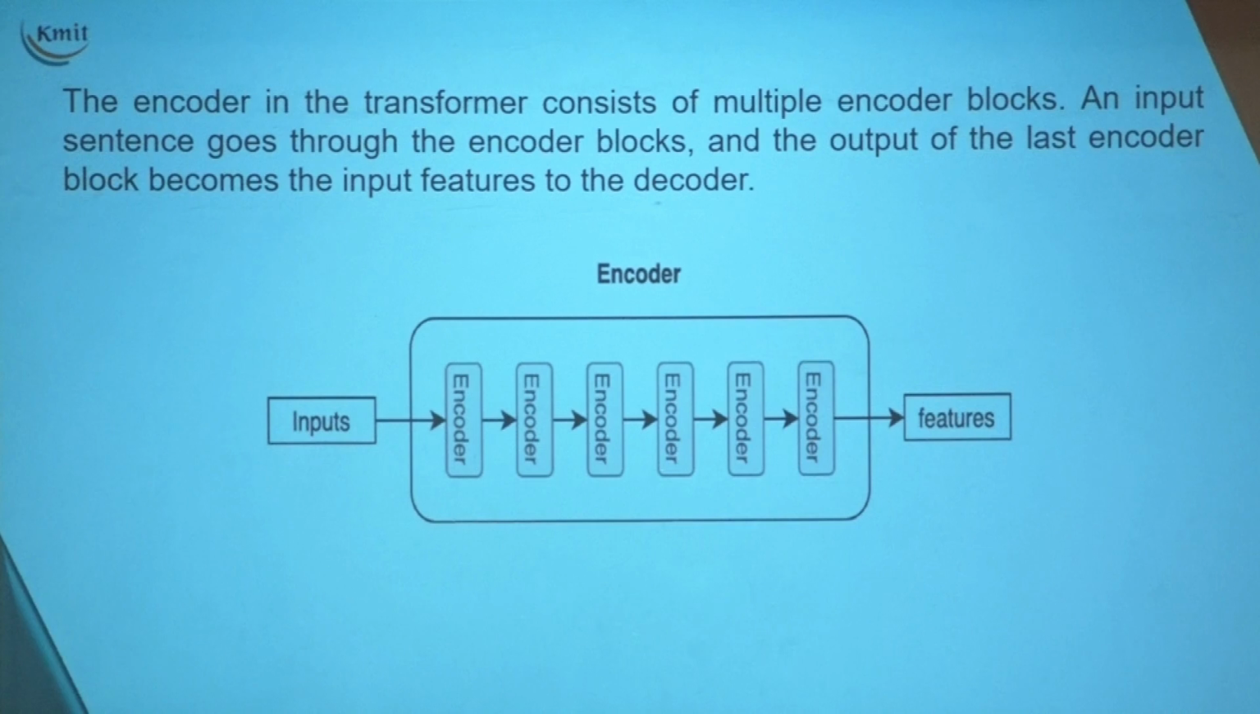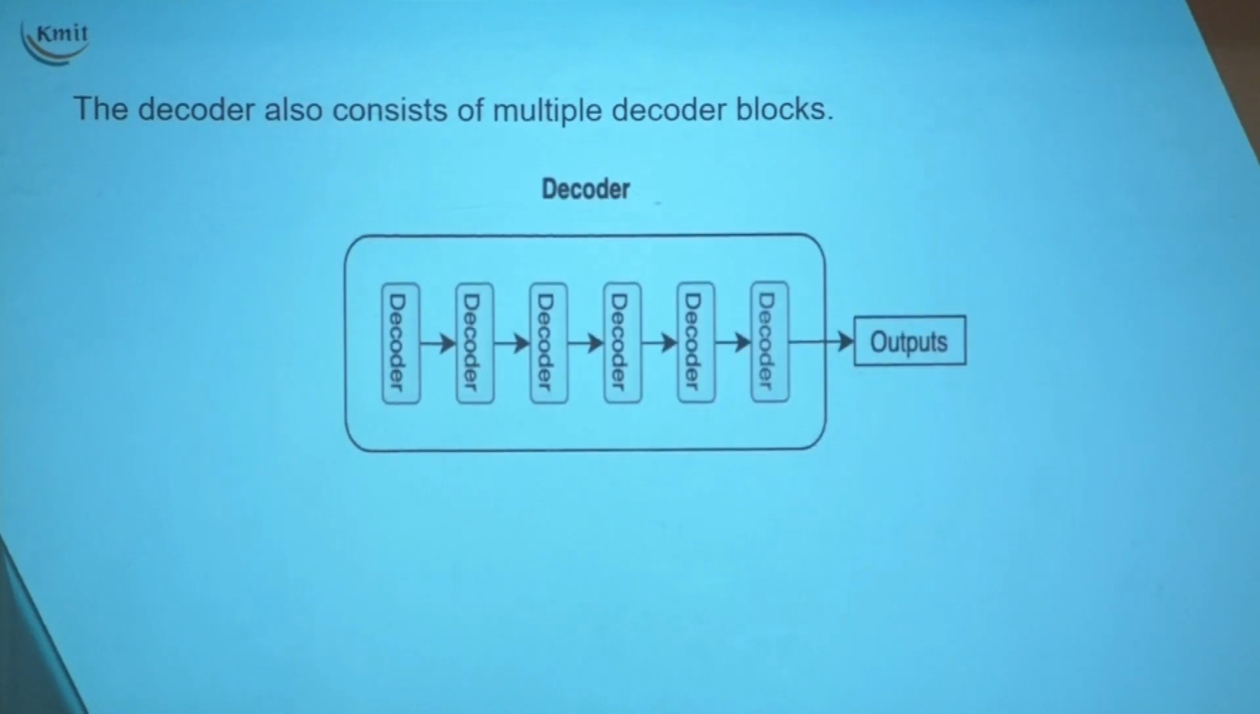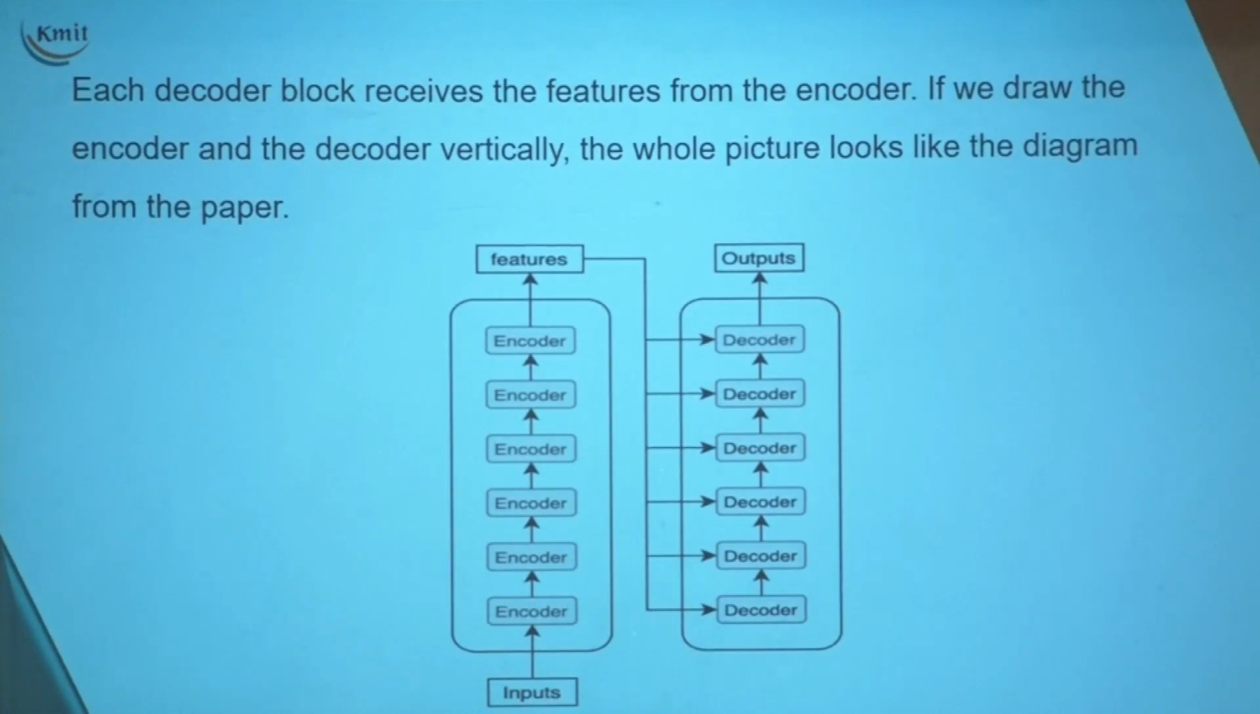Now, the encoder in the transformer consists of what? As I told you, there is not one encoder block. There are multiple encoder blocks, and the input sentence goes through all these multiple blocks, and the output of the last encoder block becomes the input features, which are given as input to the decoder. When I talk about the encoder, just understand that there is not just one encoder. We have a concatenation of multiple encoder blocks. Similarly, the decoder also contains multiple decoder blocks from where we generate the output. So this is how the architecture looks.